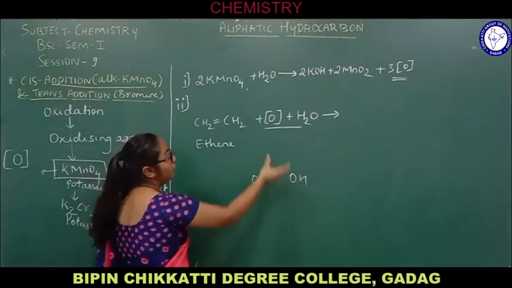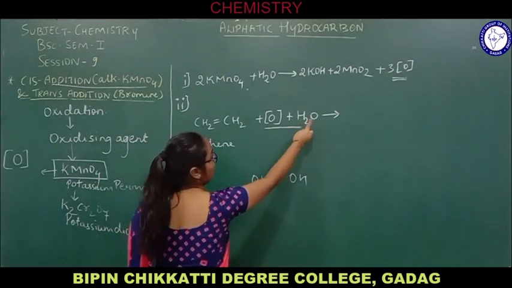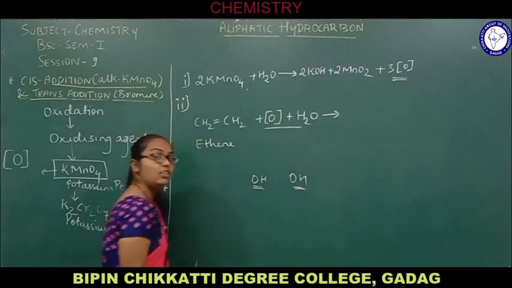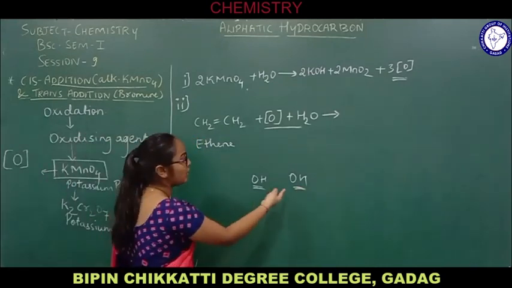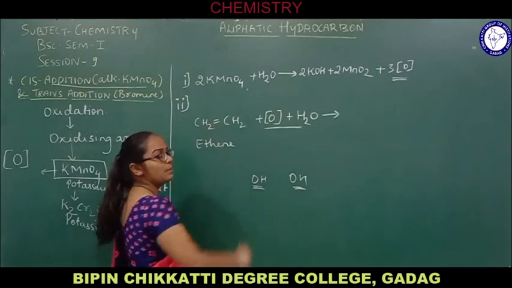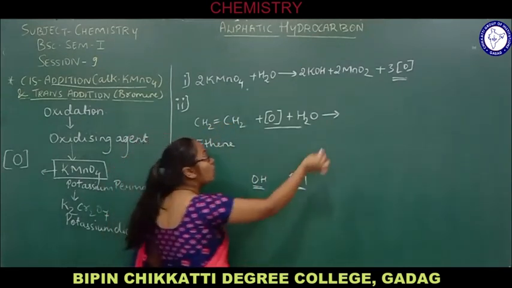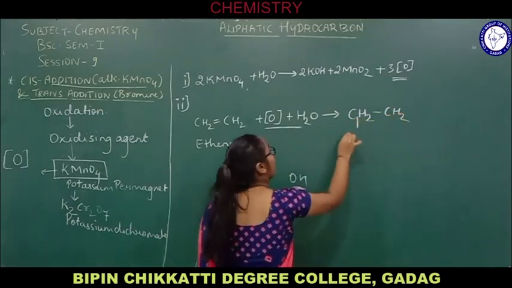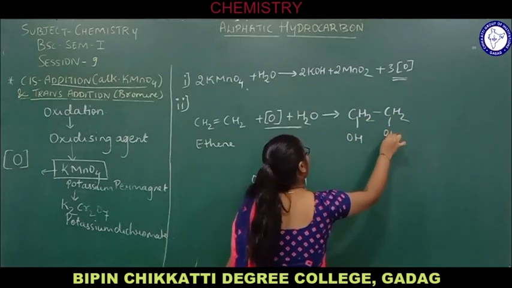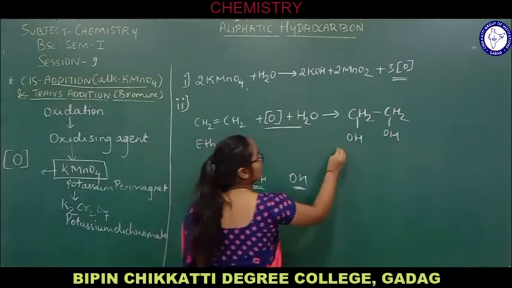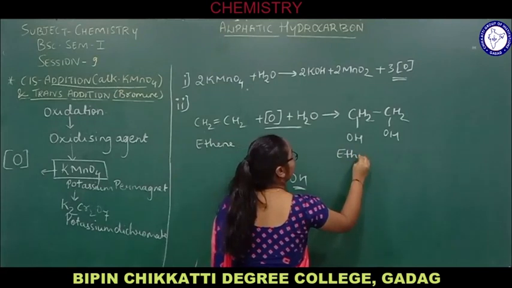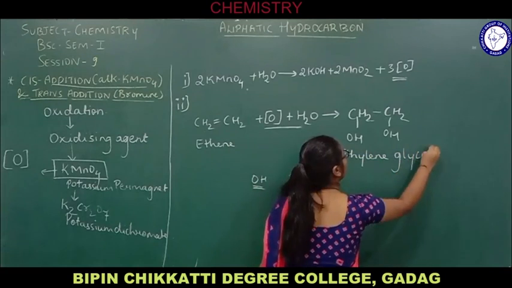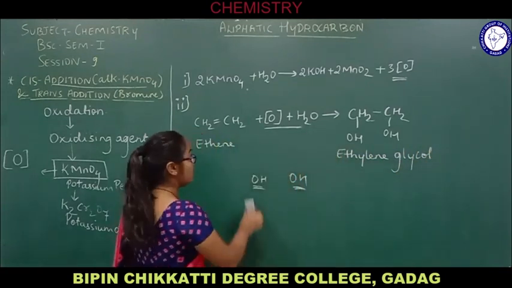Now here if you combine this, there are 2 hydrogen and 2 oxygen, so thereby they will obtain the 2 hydroxyl groups over there. Now these 2 hydroxyl groups will approach each carbon atom in the ethene and get added to each carbon atom to form the main product, which is called ethylene glycol. Okay, so this is the main product.